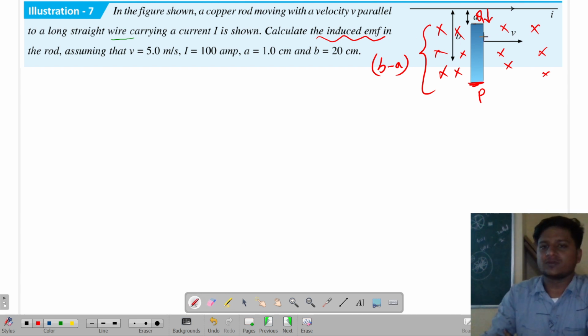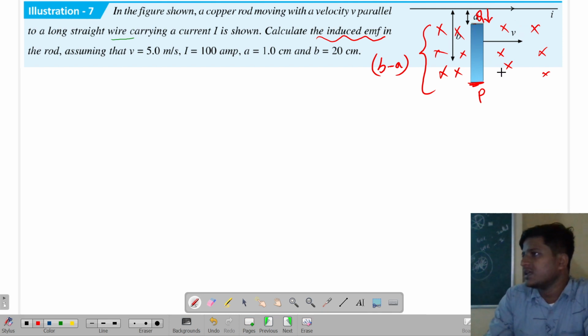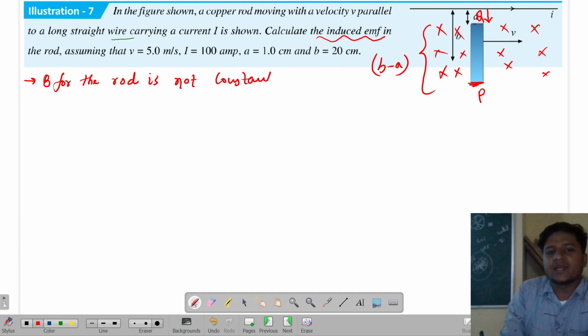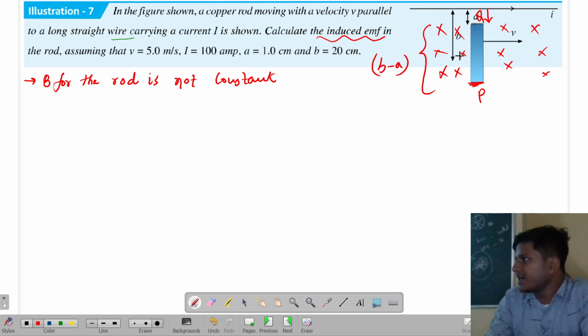So look over here, try to understand. Here, what is different? Here it is not a constant magnetic field. As you are moving farther away from the current carrying wire, the strength of the magnetic field is decreasing, yes or no? The first important point is that the total magnetic field strength acting on this rod is not constant.